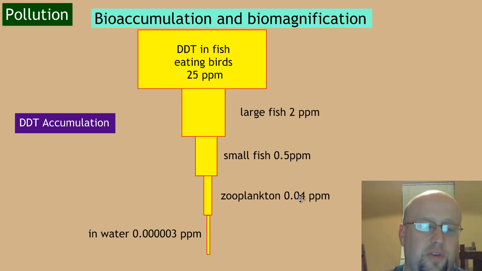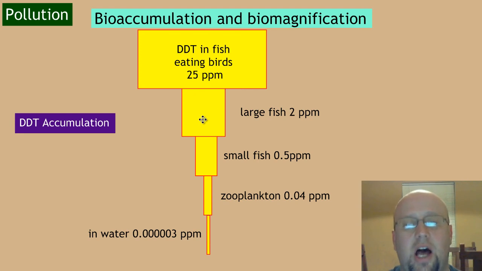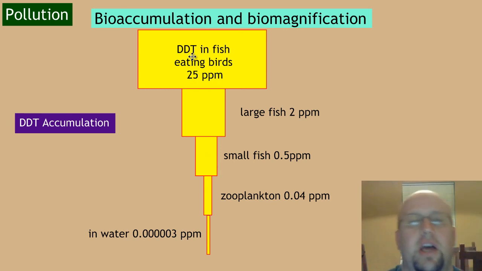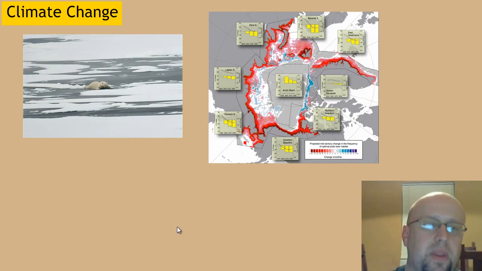Well, remember your trophic levels again. The top level predators here have to eat a lot of each level below them because they're not getting as much energy. Energy gets lost in each trophic level, and so that's going to get concentrated. The bird has to eat a lot of fish, and if the fish already have it concentrated in them, it's going to be even more concentrated in the birds, and so that's bioaccumulation.